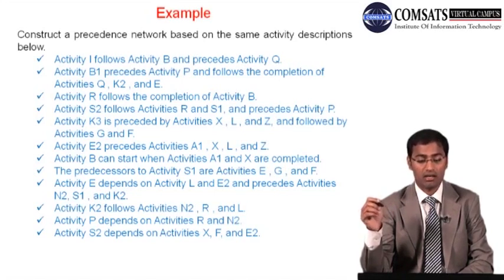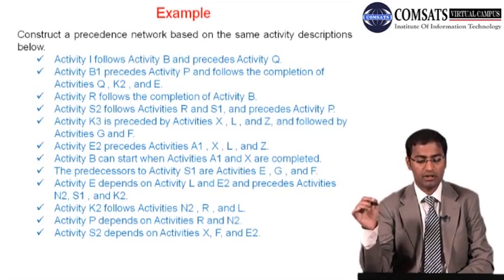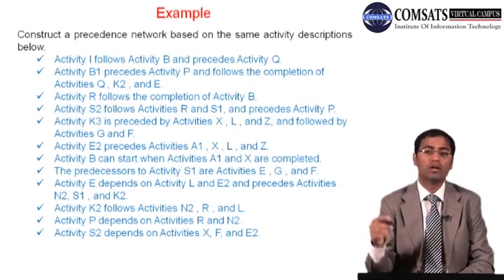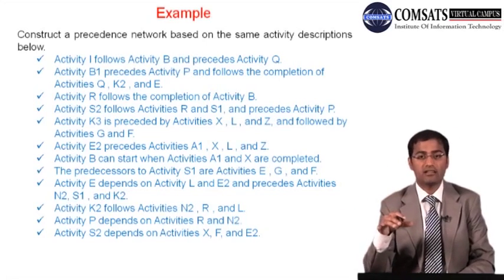Activity B can start when activities A1 and X are completed. The predecessors to activity S1 are activities E, G and F. Activity E depends on activities L and E2 and precedes activities N2, S1 and K2. Activity K2 follows activities N2, R and L. Activity P depends on activities R and N2. And activity S2 depends on activities X, F and E2. So we have that information.